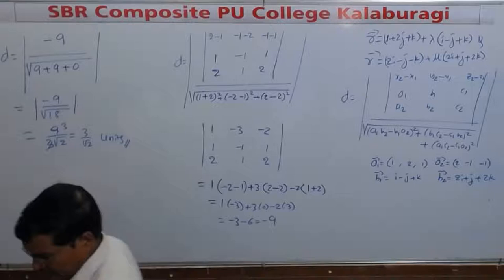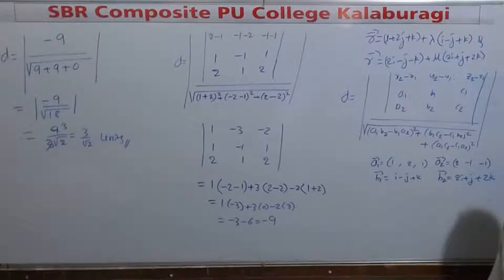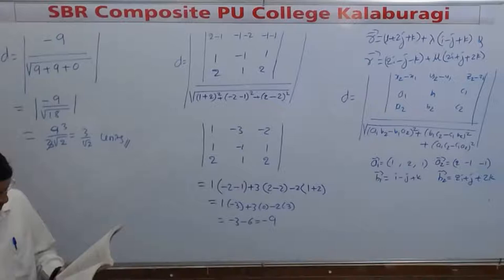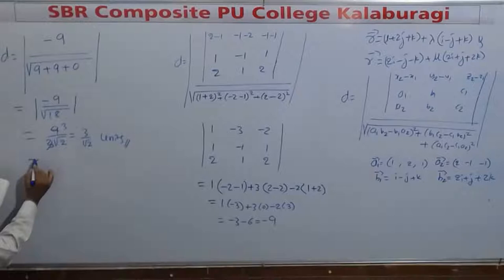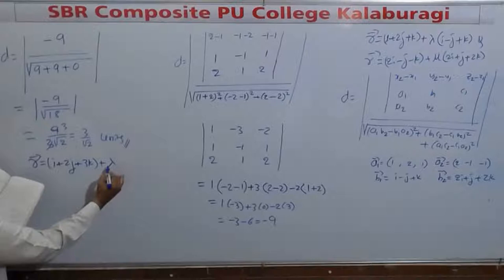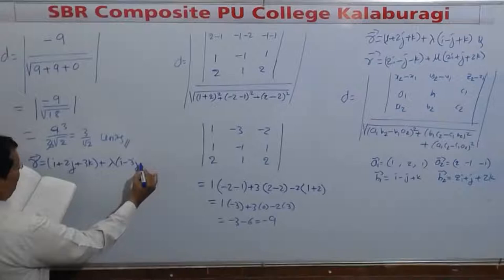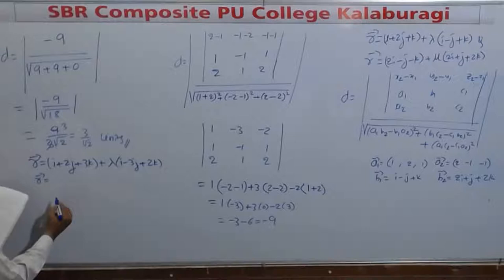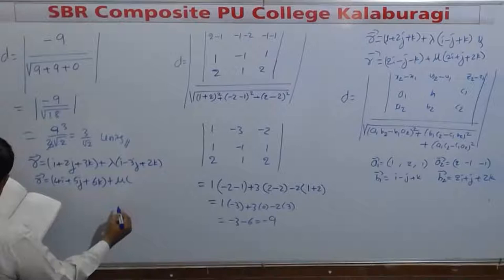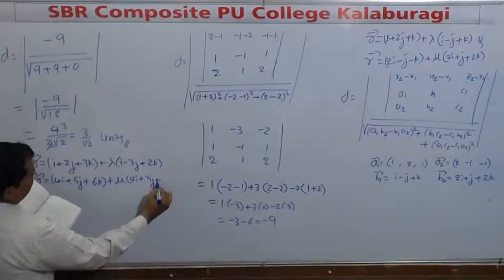Find the shortest distance between the lines whose vector equations are r equal to i plus 2j plus 3k plus lambda into i minus 3j plus 2k. Again, r equal to 4i plus 5j plus 6k plus mu into 2i plus 3j plus k. Find the distance between two skew lines.